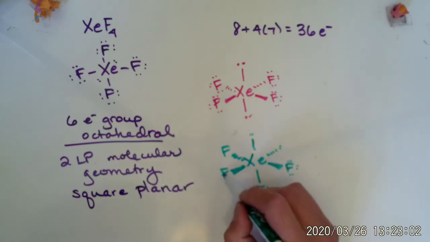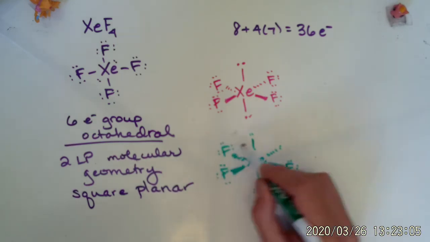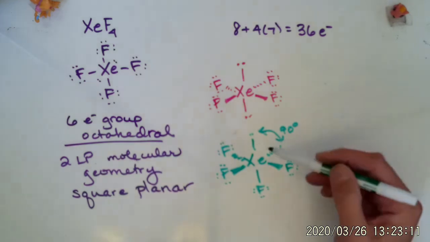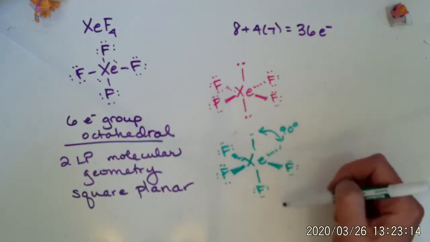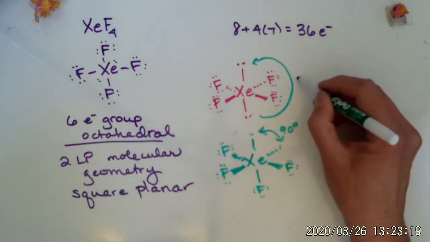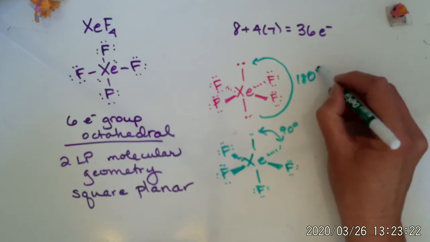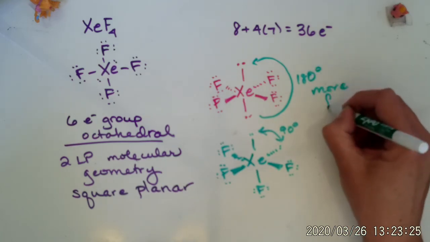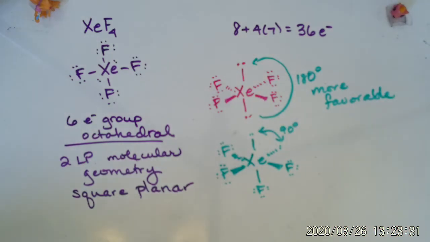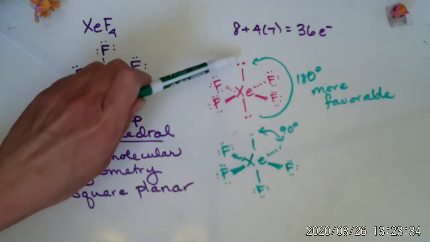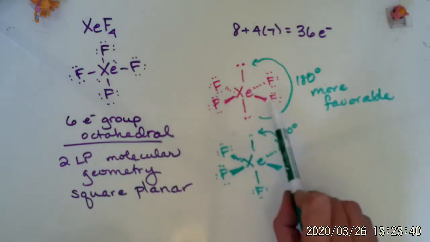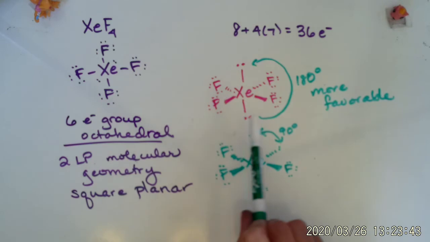So, the problem is this. These lone pairs are 90 degrees from each other. I can't help all the interactions with the fluorines. They're just too close. These lone pairs are 180 degrees from each other. So this is more favorable. So because of the symmetry of octahedral, if you have two lone pairs, you're going to have them as far apart from each other as possible, opposite of each other. So this is called square planar because it's on a plane and it forms a square.